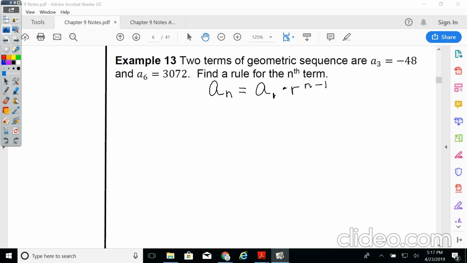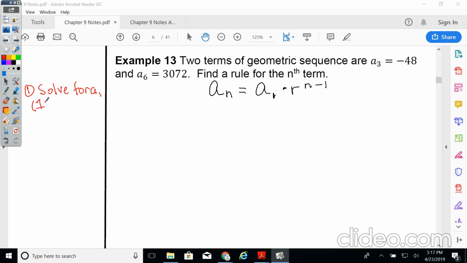So the first thing you need to do is use the formula. Step 1, use the formula here and solve for a sub 1. And you usually want to do the one that comes first in the sequence.